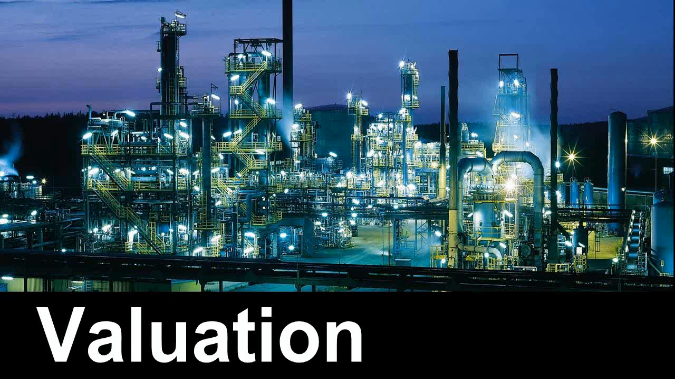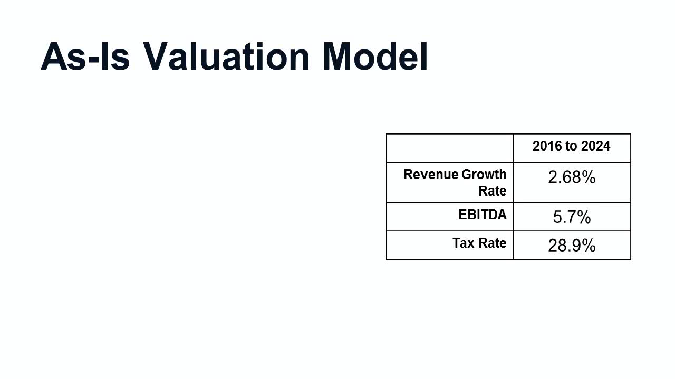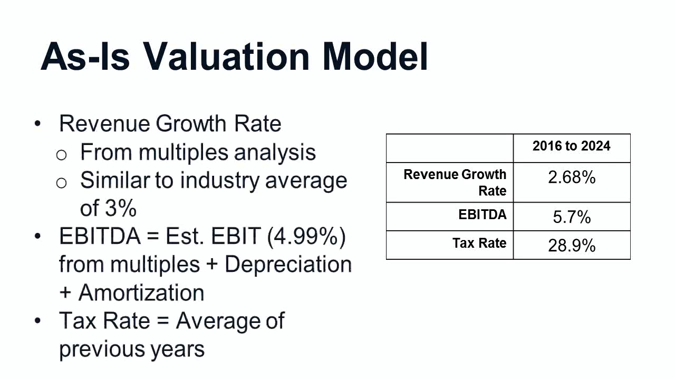All right, so now we're going to talk about the valuation of Fluor. As modeled, revenue growth rate of 2.68%, which was taken from our multiples analysis. We're comfortable using that number going forward, as it is fairly similar to the industry average of about 3%. To get our EBITDA, we took our estimated EBIT from our multiples analysis, which was 4.99%, and we added depreciation and amortization to give us EBITDA of 5.7%.